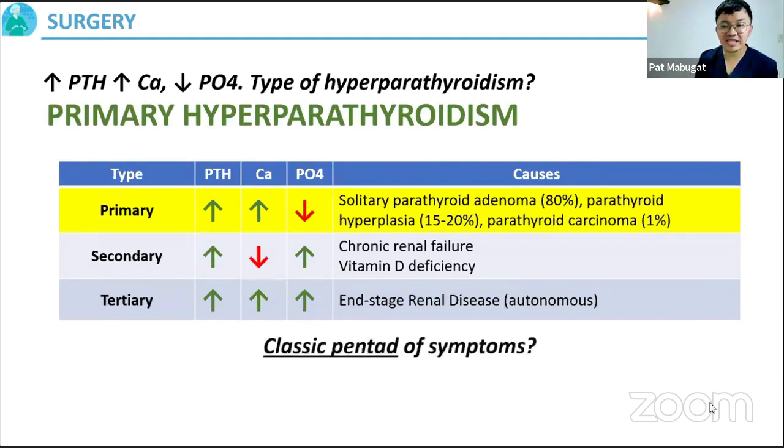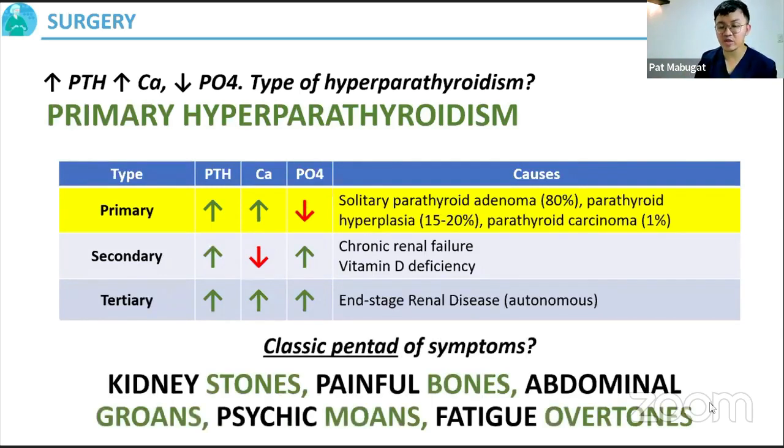Okay? What's the classic pentad of symptoms? This also comes out of the board exams. You have stones, bones, groans, moans, and overtones. Kidney stones, painful bones, abdominal groans, psychic moans, and fatigue overtones. Right?